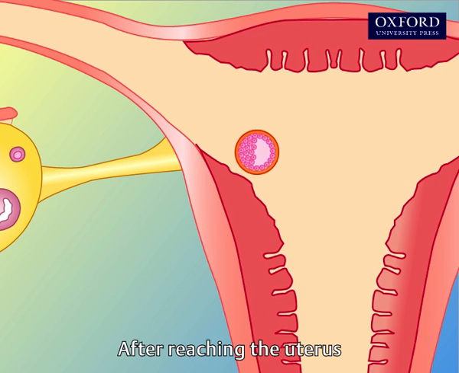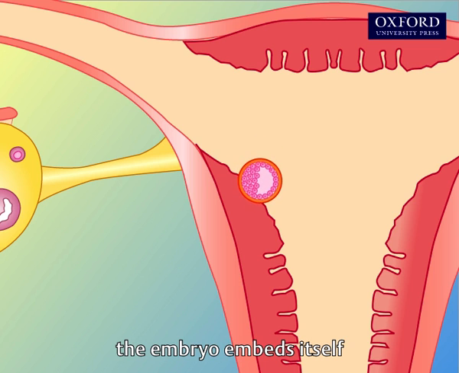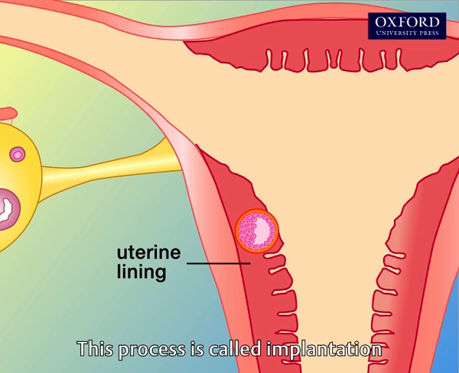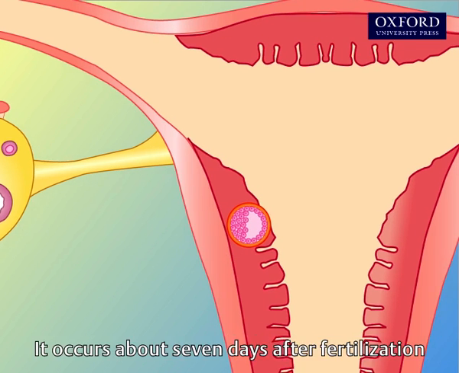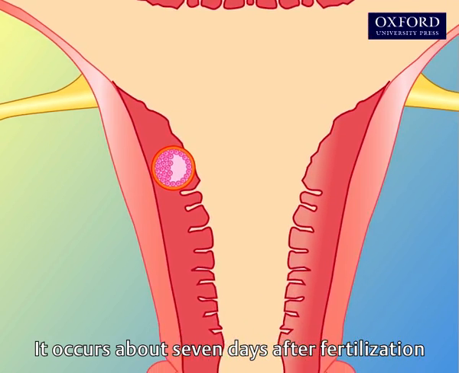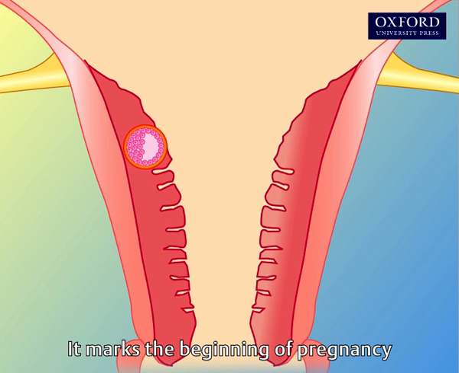After reaching the uterus, the embryo embeds itself into the thickened uterine lining. This process is called implantation. It occurs about 7 days after fertilization. It marks the beginning of pregnancy.